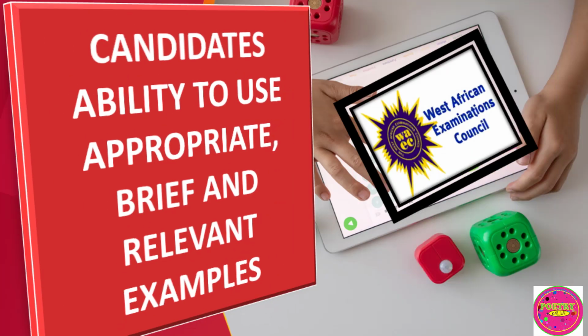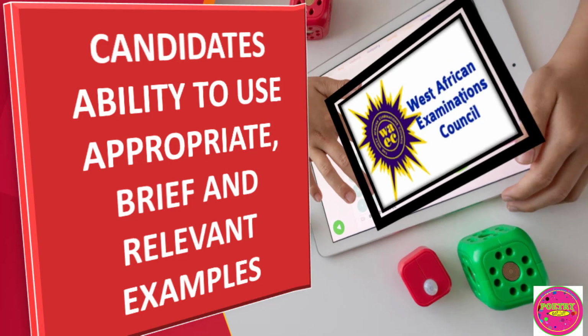5. Candidates' ability to use appropriate, brief, and relevant examples to support and demonstrate their points. One way a candidate can demonstrate competence in the use of English language is by giving appropriate, brief, and relevant examples to support their ideas and thoughts. Doing this means that the candidate fully understands and knows in detail what he or she is writing about.